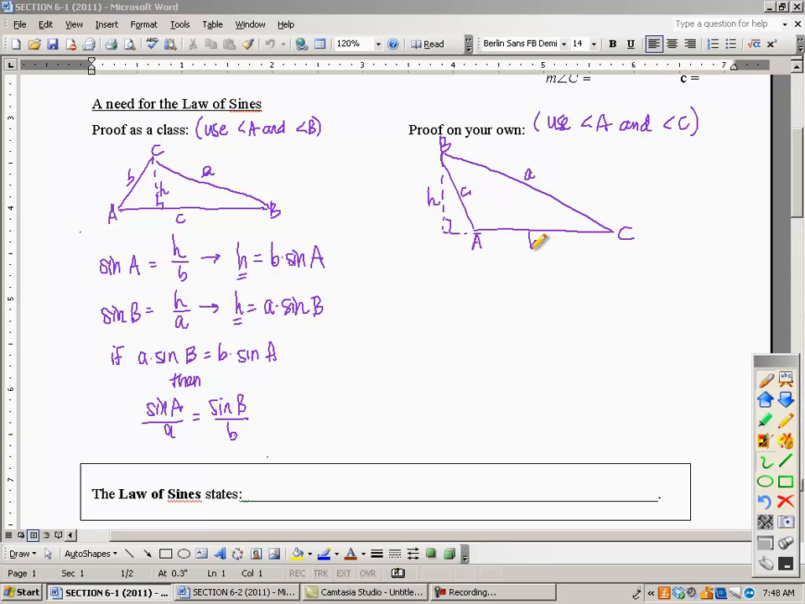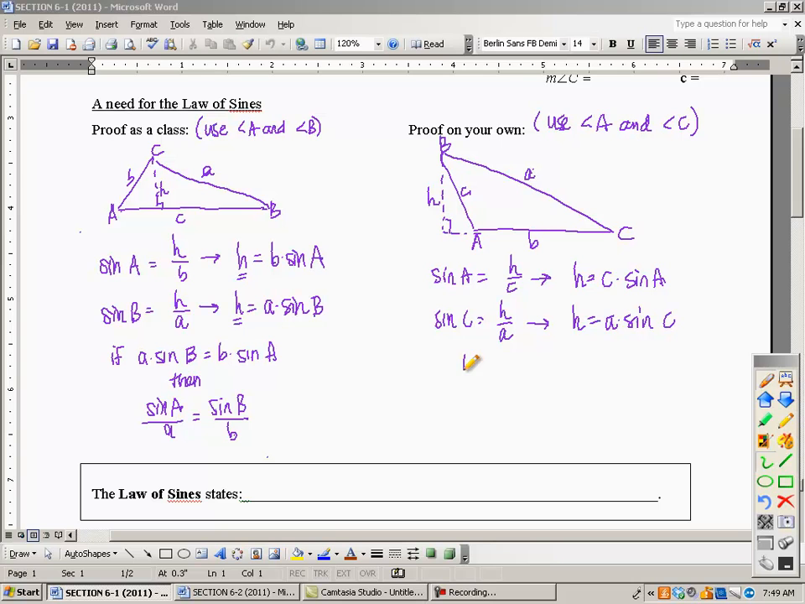Okay, and I'm going to do the same thing again. Now I'm going to use A and C this time. So the sine of A is opposite over hypotenuse, so H over C. And if I rewrite that, then the height is C times the sine of A. And I'm going to do the same thing with C. The sine of C is the height over side A. So if I rewrite it, the height is A times the sine of C.